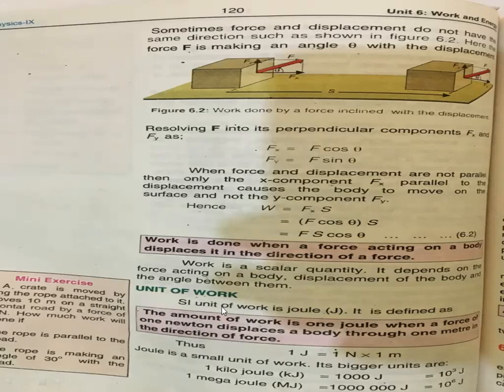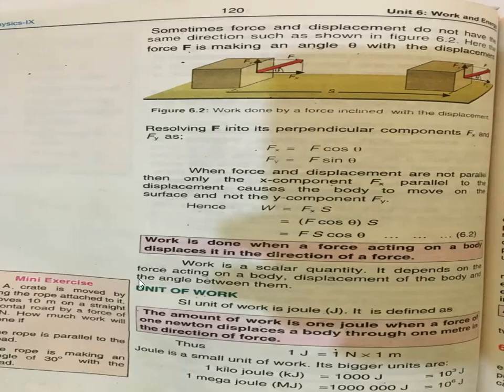Now I am going to define the unit of work, joule. The amount of work is 1 joule when a force of 1 Newton displaces a body through 1 meter in the direction of force. Work is said to be 1 joule when we take a force of 1 Newton and it displaces the body from this position to this position, 1 meter in the direction of the force. Then the work done is 1 joule.